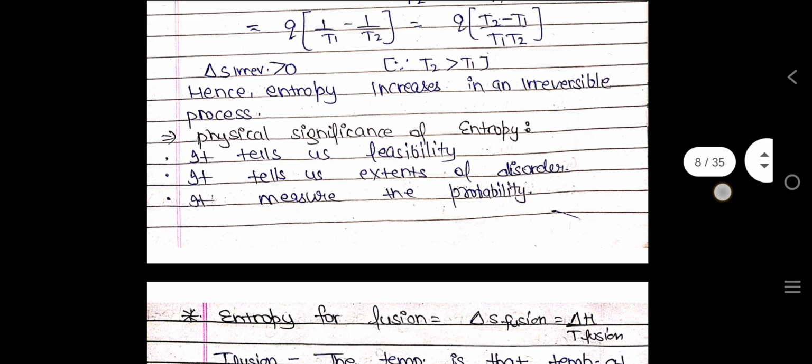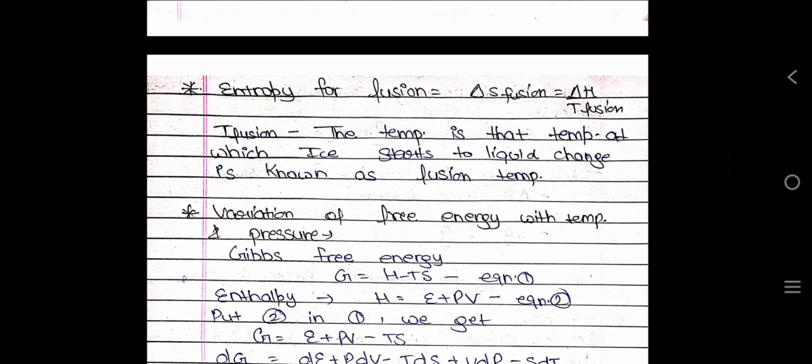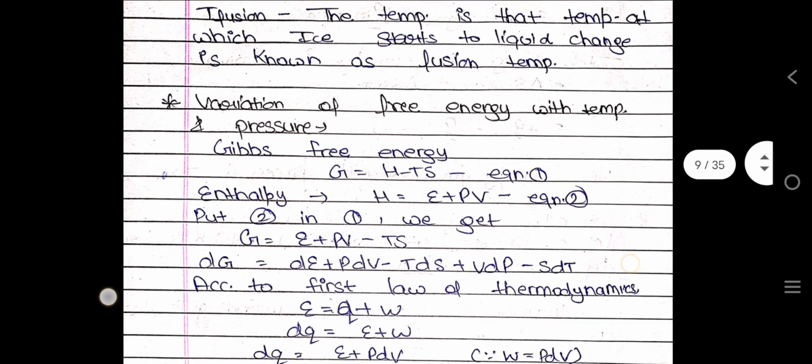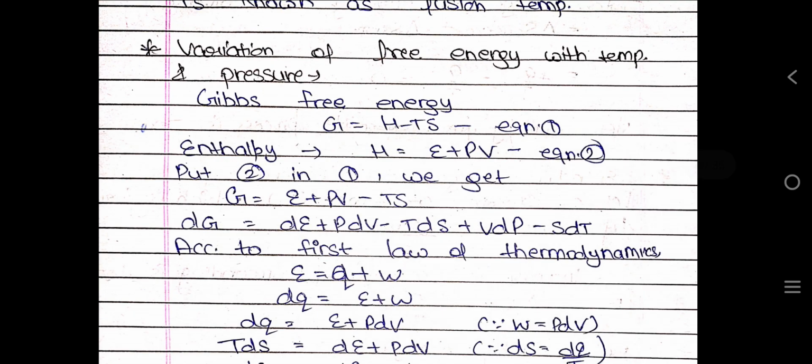Entropy change for an irreversible process. Let a system at temperature T2 lose heat, given by del S system is equal to minus Q irreversible by T2. An increase in entropy of surrounding is given as del S surrounding is equal to Q irreversible by T1. Net entropy change del S total is equal to minus Q irreversible by T2 plus Q irreversible by T1, which is Q into 1 by T1 minus 1 by T2, is equal to Q into T2 minus T1 by T1 T2. Hence entropy increases in an irreversible process.